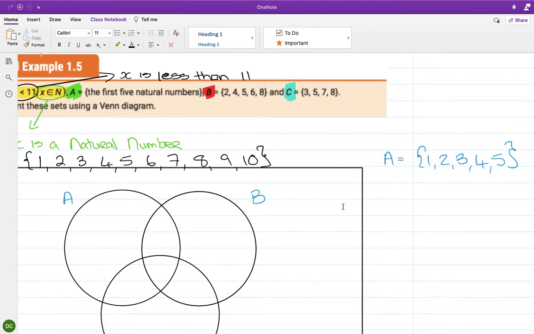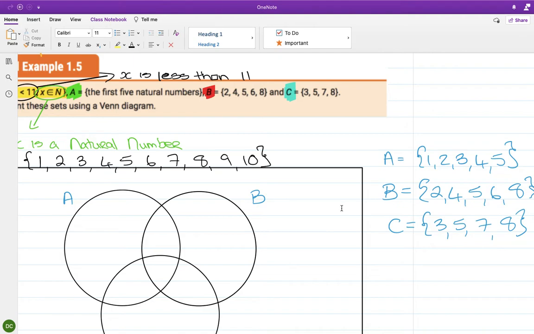B is 2, 4, 5, 6, 8. And C is 3, 5, 7, 8. Yeah? Okay. So we're going to use that to fill out the Venn diagram.